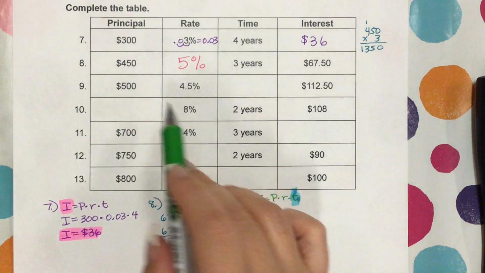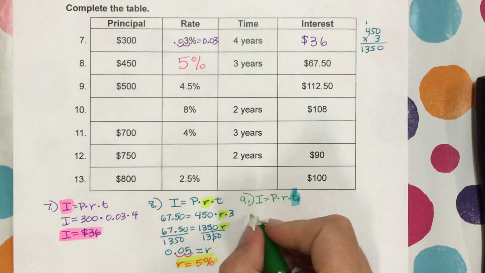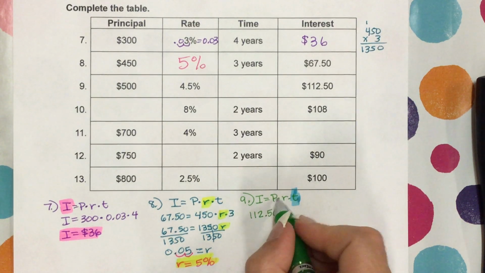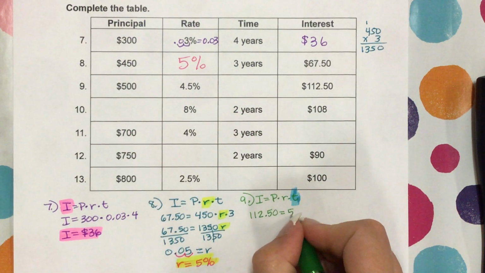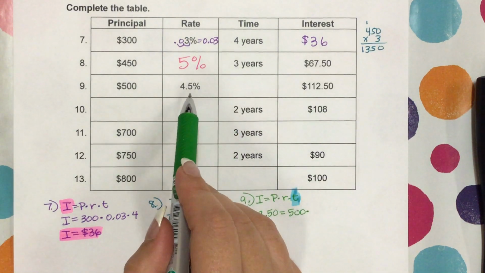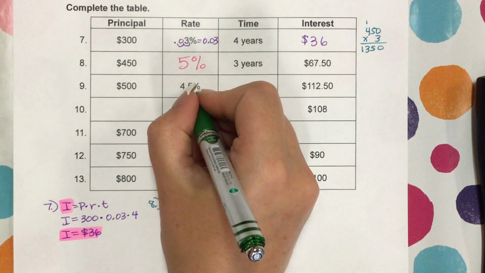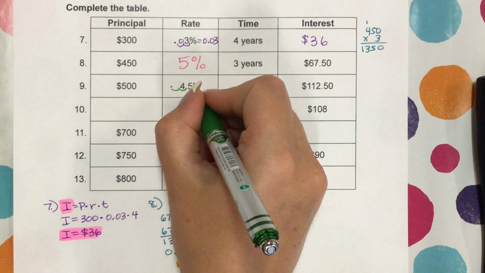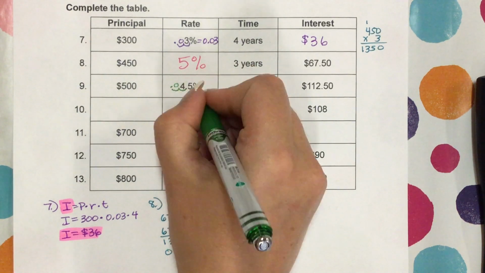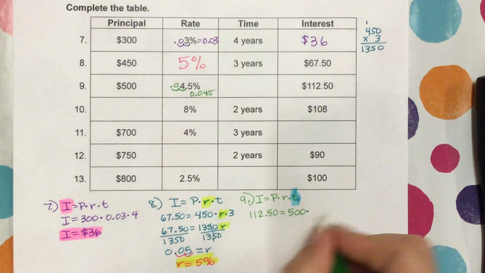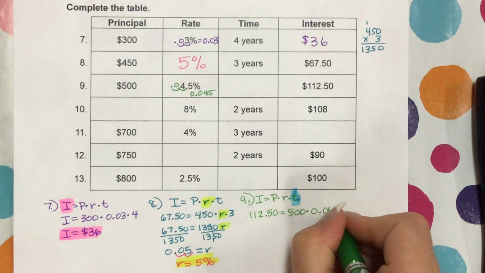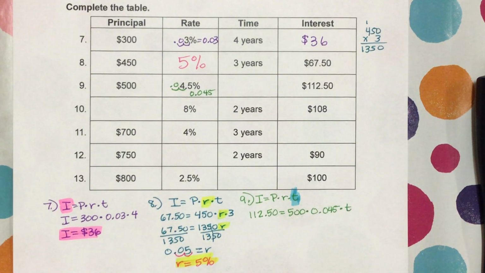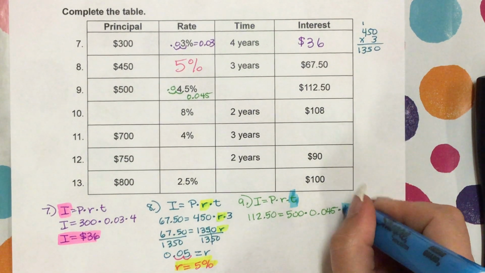Do we know what the interest earned is? For number 9, yes, the interest earned was $112.50. That equals the principal, which is $500, multiplied by the rate, which is 4.5, and we need to go ahead and turn that into a decimal, so we move it 2 places to the left, which means this ends up being 0.045, multiplied by time, which is what we're trying to determine.